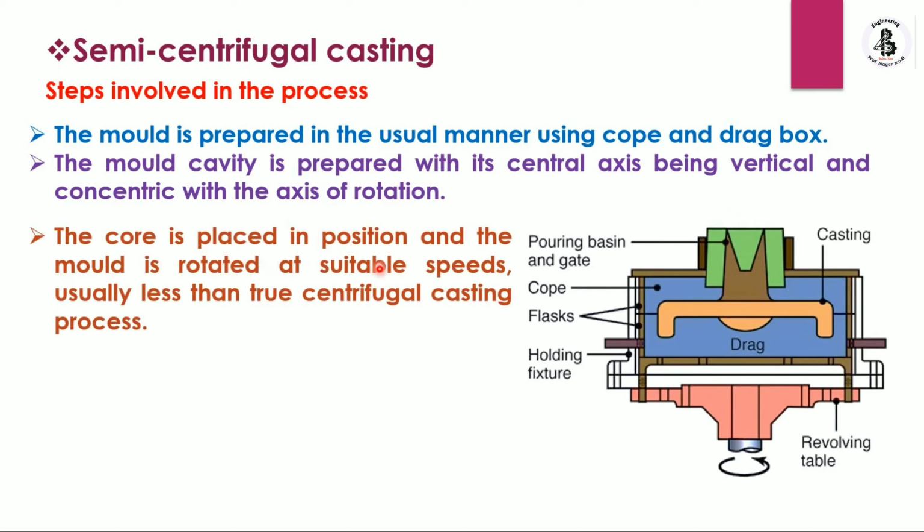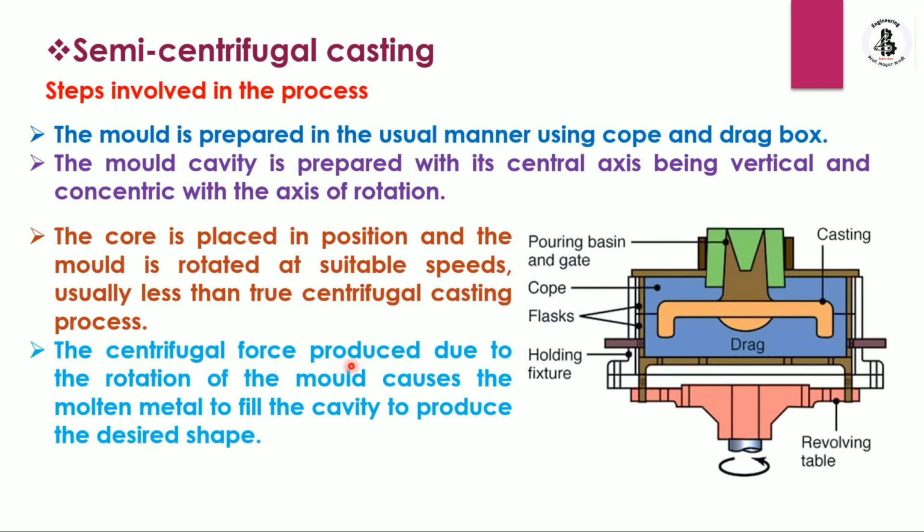The core is placed in position and the mold is rotated at a suitable speed, but that is less than in the true centrifugal casting process. In the true centrifugal casting process, it is around 300 to 3000 RPM, while in the semi-centrifugal casting process it is less. The centrifugal force produced due to the rotation of the mold causes the molten metal to fill the cavity to produce the desired shape.